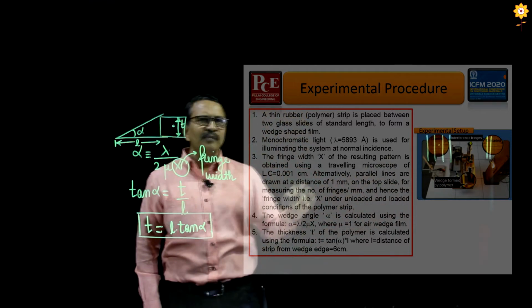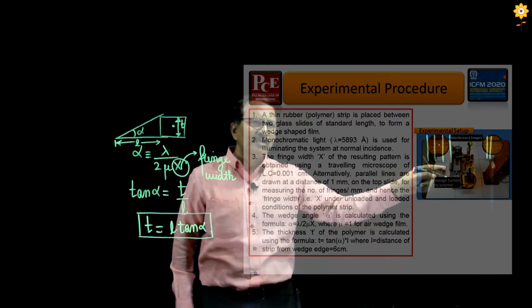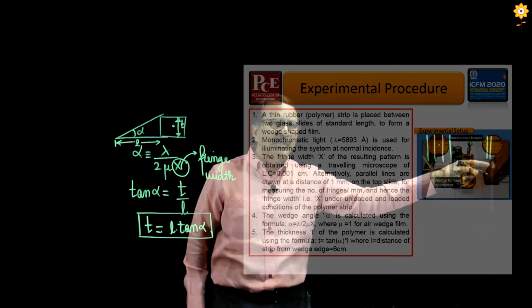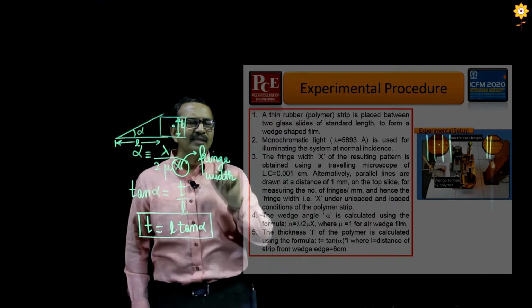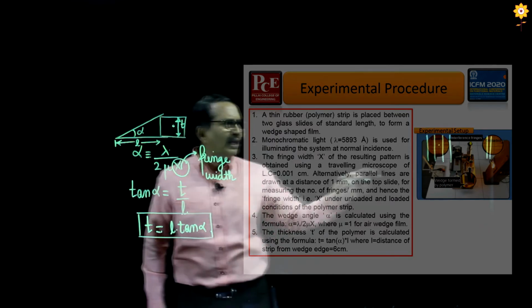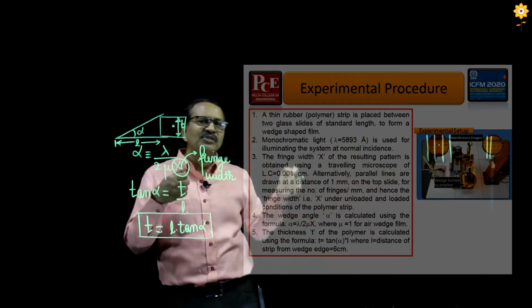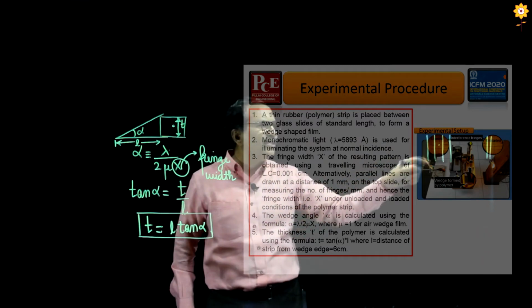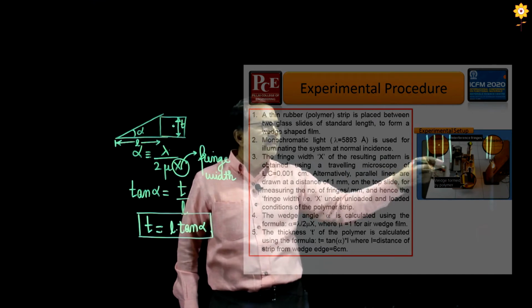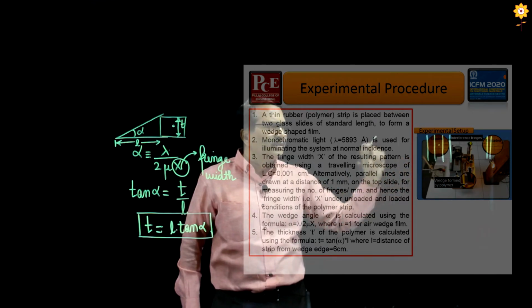Now as you can see from here, the fringe width over here is more and the fringe width over here is less, because this fringe width is taken when this particular element is not subjected to any force, and this is taken when it is actually stretched. That's the reason why, since its thickness decreases, the fringe width is actually increasing in this case, right?